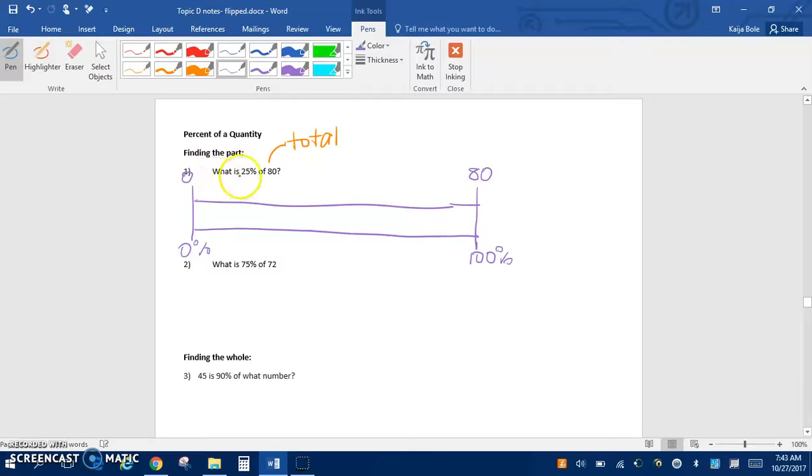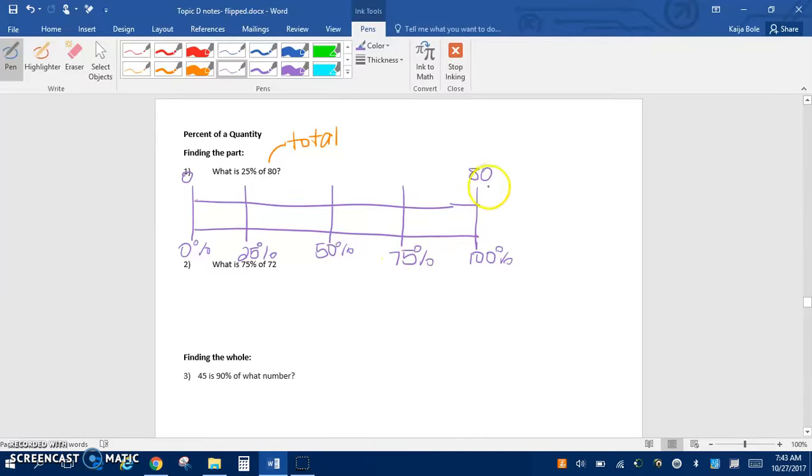And they're asking us, what is 25% of 80? So if we were to put 25% on here, it'd be closer to 0, so this would be 25%. And then the space from 0 to 25 is 25, so that means we're going to count by 25%. So that means this would be 50%. And then this would be 75%, and then we have 100%.